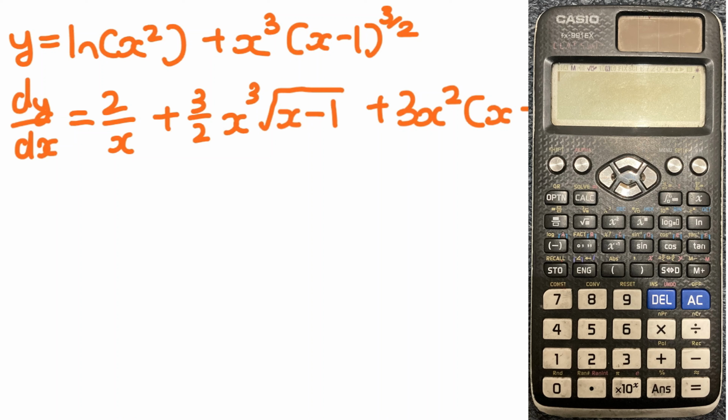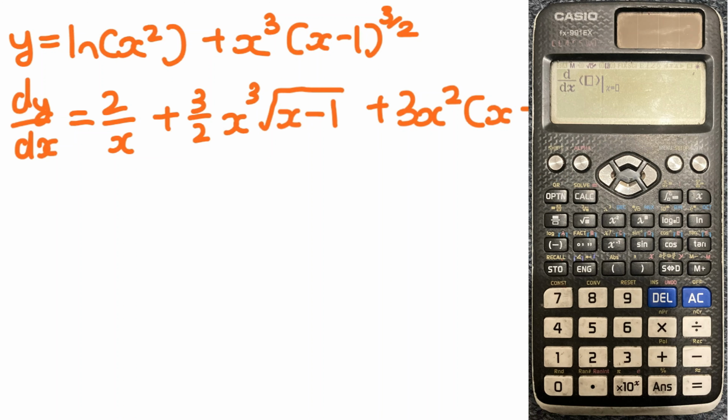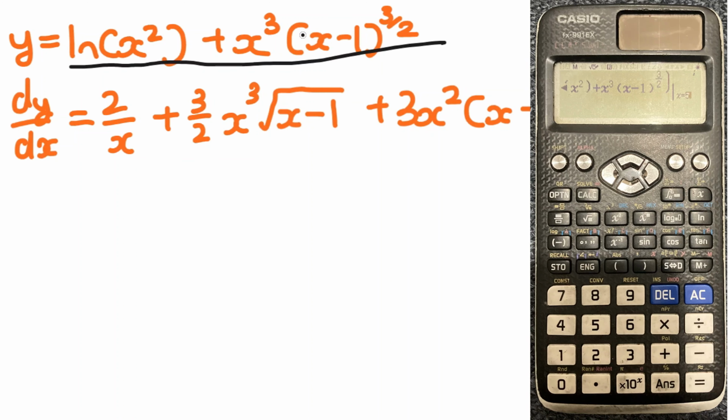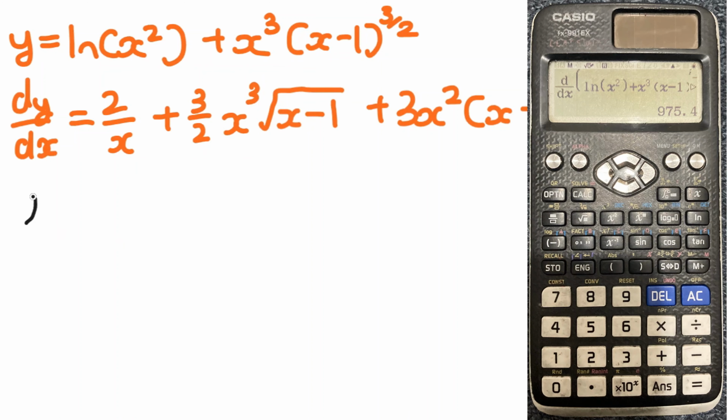On your calculator, if you press shift and then this integration symbol, you get this differentiation term. You put in the y value that the question wants you to differentiate, so let's do the question that we just did. Put this expression into the calculator. You can get x terms in by using this x button, and then you put in a random value for the x equals part, let's say 5. The calculator gives out a value of 975.4.